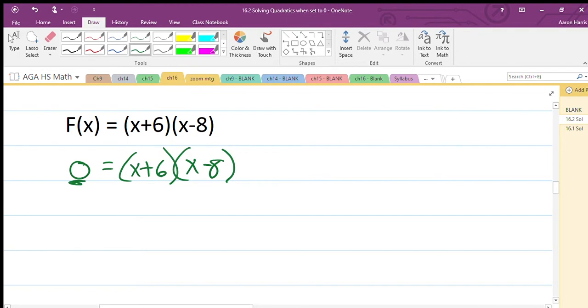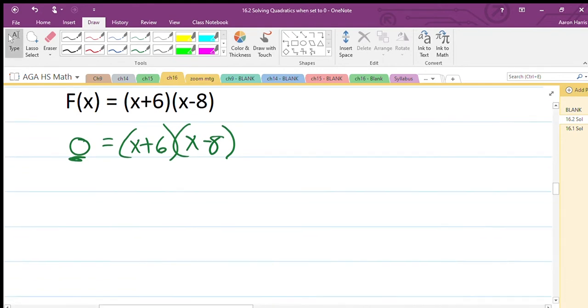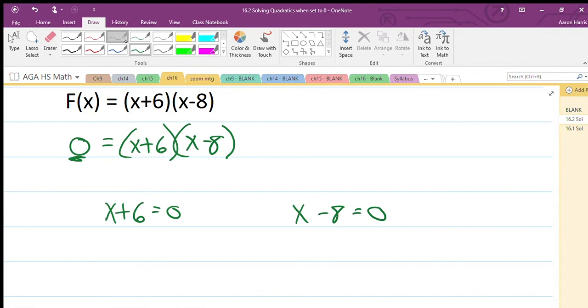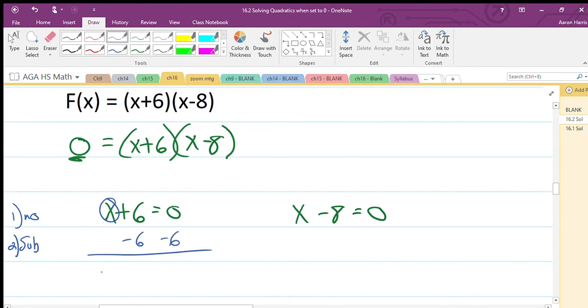Okay? So that means I can split these two factors apart and set them both equal to 0. So all I have to do is x plus 6 is equal to 0. X minus 8 is equal to 0. And now I can do what? That's correct. Solve for x. So first step, simplify, combine like terms, nothing to do. Second step, I am going to subtract. Subtract what? This 6. Because I need to do it to both sides. I get x equals -6.